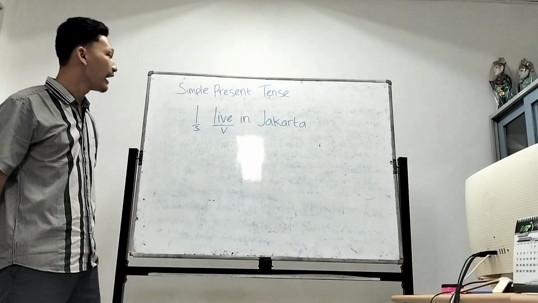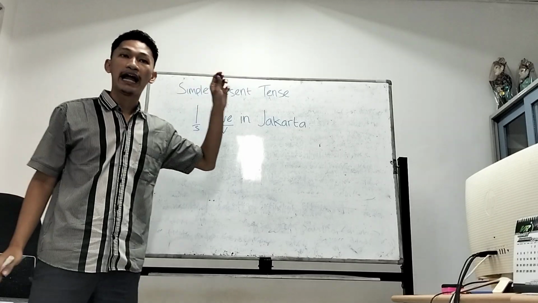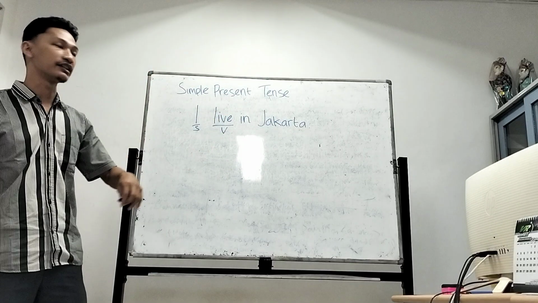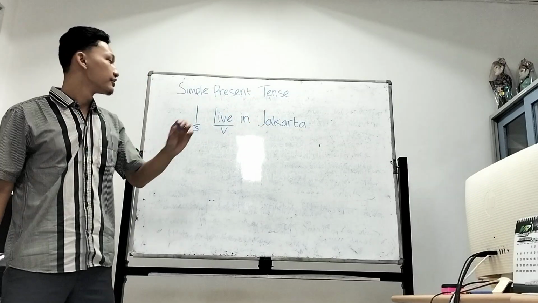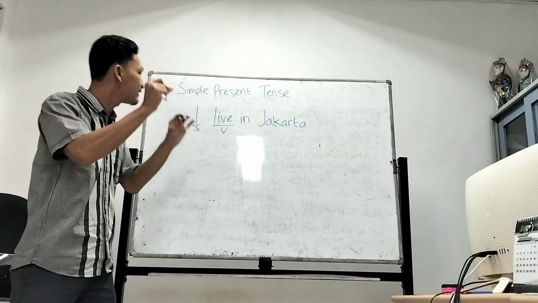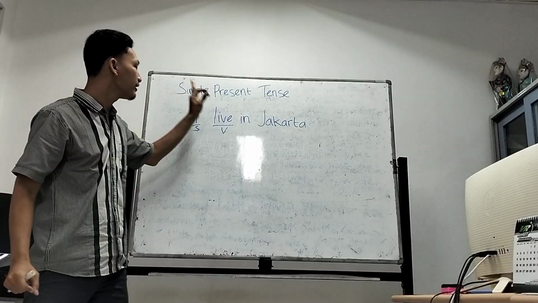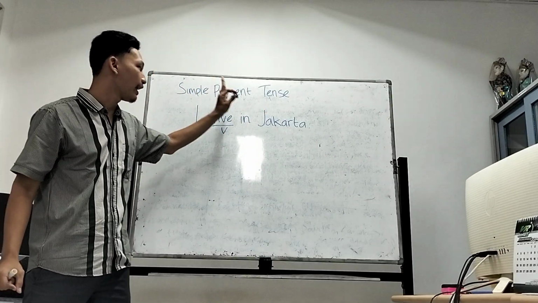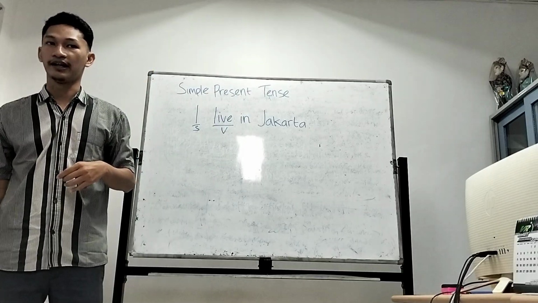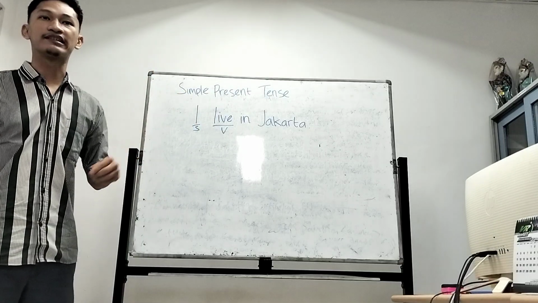Good job. And next, you can also add more detailed information. For example, like this one is a preposition, and Jakarta is a noun. So it will be a complete sentence like this one. I live in Jakarta. It has a subject, a verb, and also detailed information. And this is simple present tense.